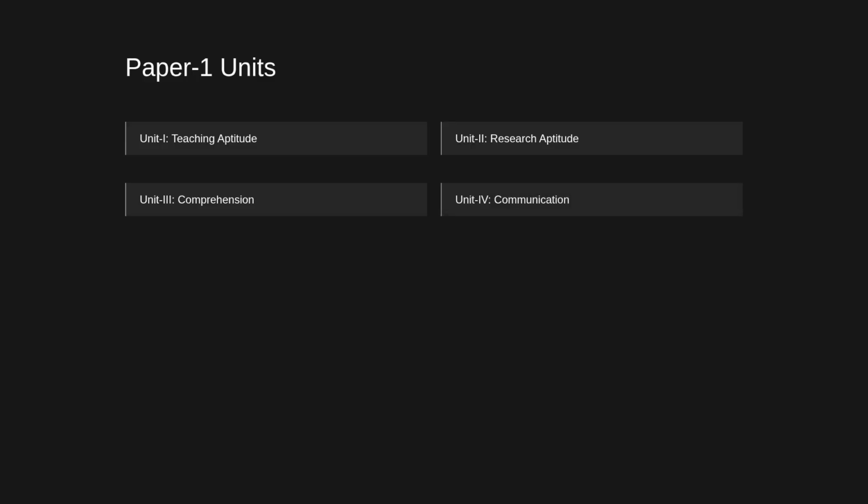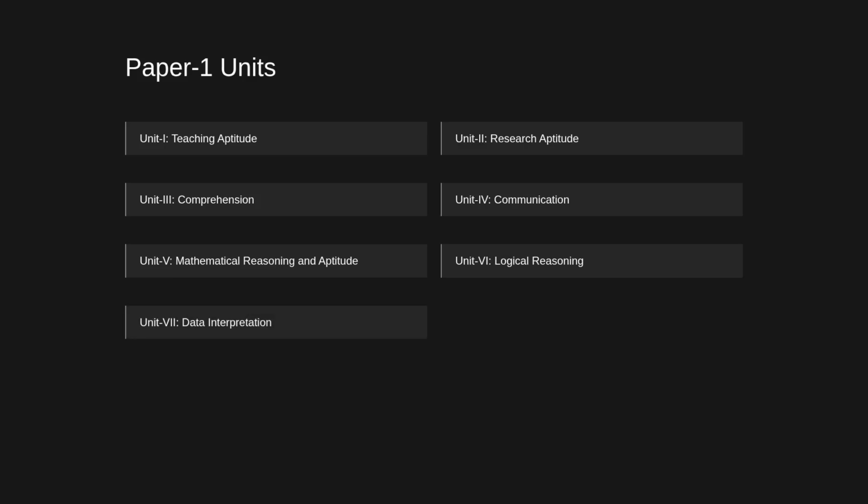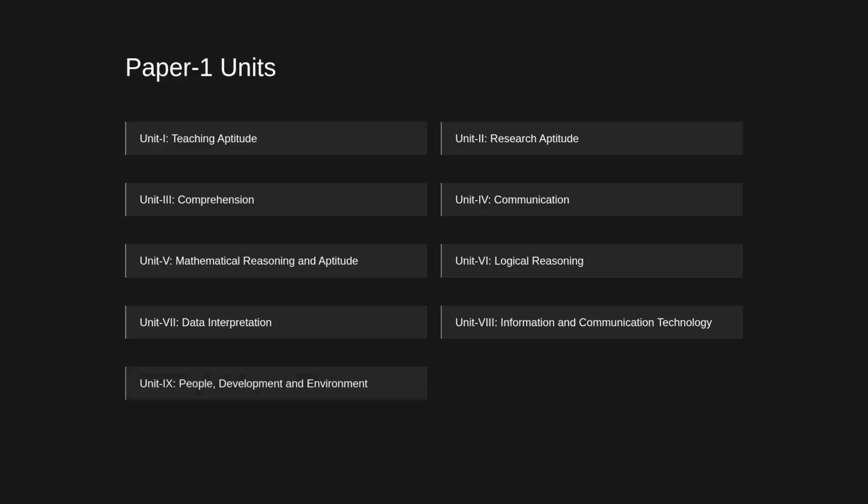First, teaching aptitude. Second, research aptitude. Third, comprehension. Fourth, communication. Fifth, mathematical reasoning and aptitude. Sixth, logical reasoning. Seventh, data interpretation. Eighth, information and communication technology. Ninth, people, development and environment. Tenth, higher education system.